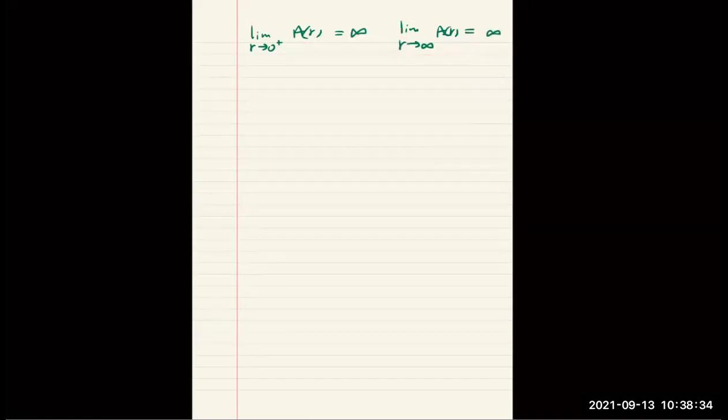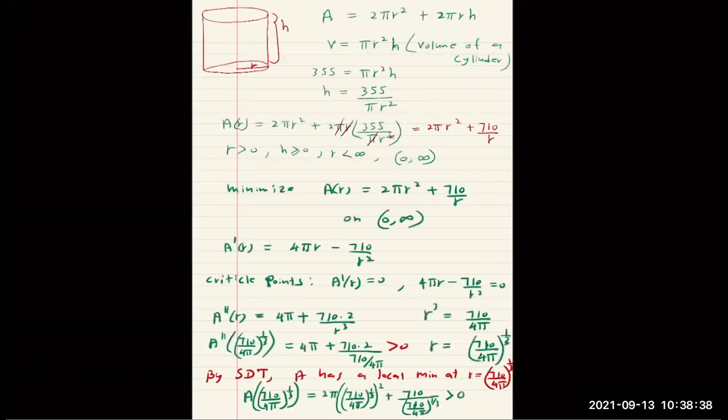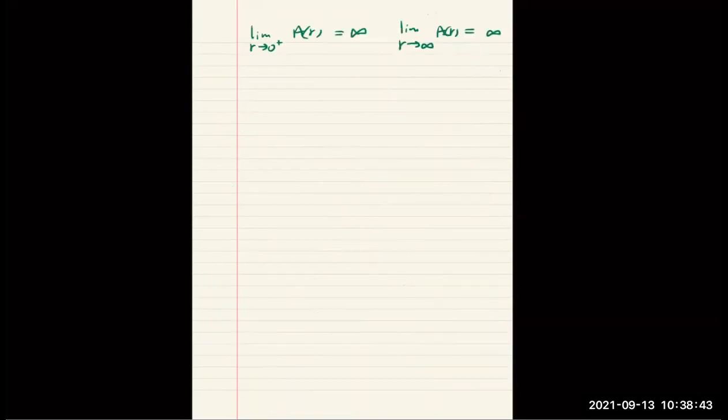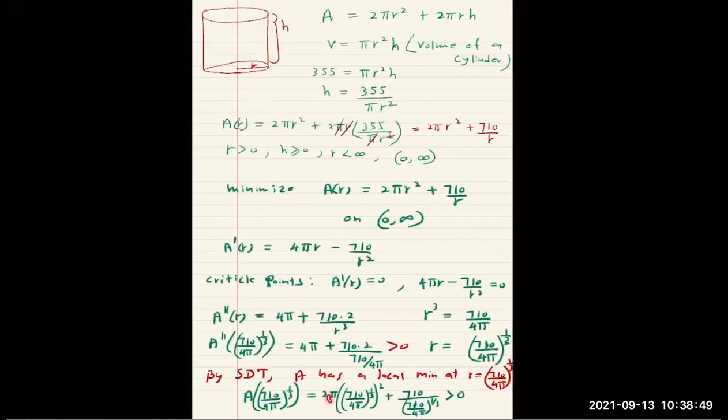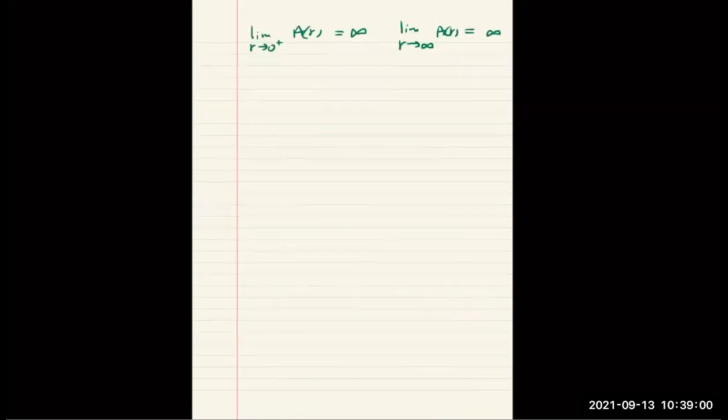Now, to find the global minimum, you have to compare these three numbers. Remember, finding the global minimum of this function on this interval was my focus. I'm going to have to compare these two numbers and this number. Which one is the least number? Clearly, this one is the least number, right? Because this is a nice positive number. These two are infinity.